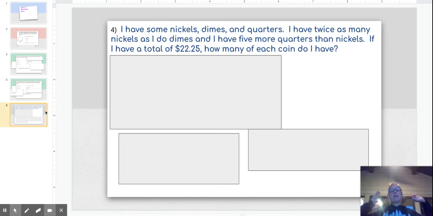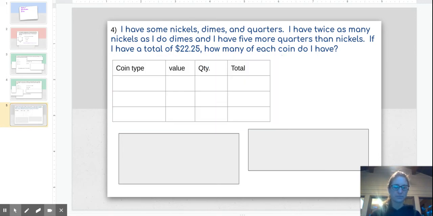Okay, last problem, money problem. So this is where I make my table. I made it blue. I have some nickels, dimes, and quarters. So first thing I have to do is make a chart. And I think my chart has everything in it. So I have nickels, dimes, and quarters.